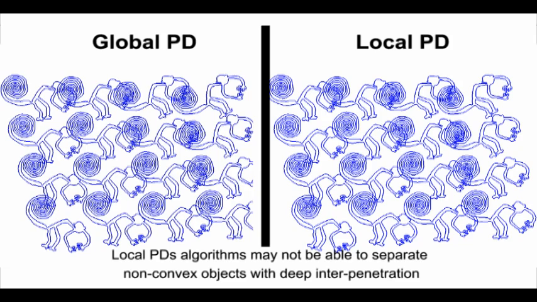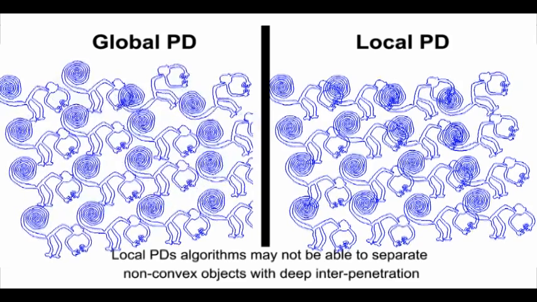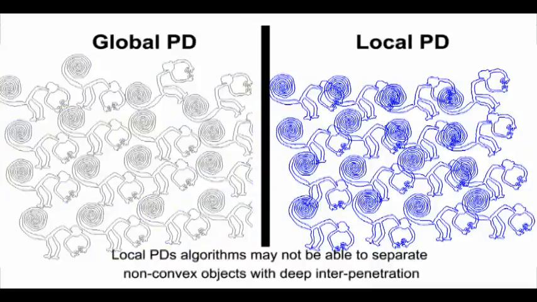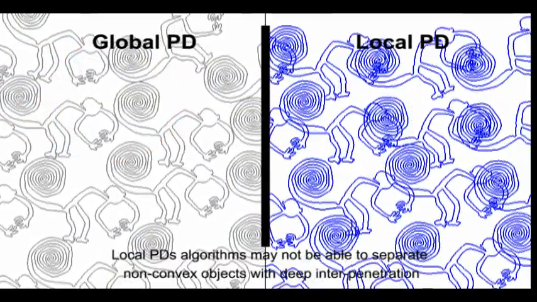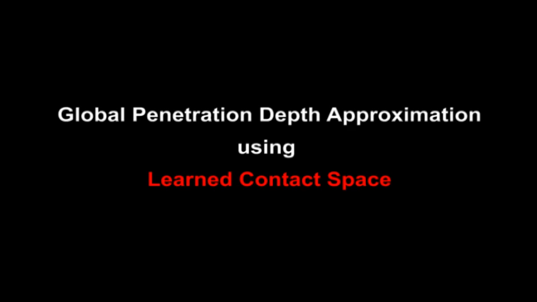This 2D simulation shows the benefit of global PD over local PD. Global techniques can successfully separate these complex objects. We present a novel approach for computing global penetration depth which uses learning techniques to approximate the contact space of two objects, called learned contact space.